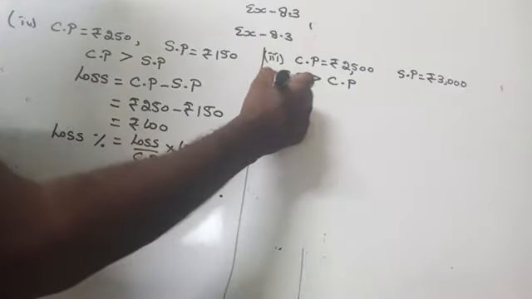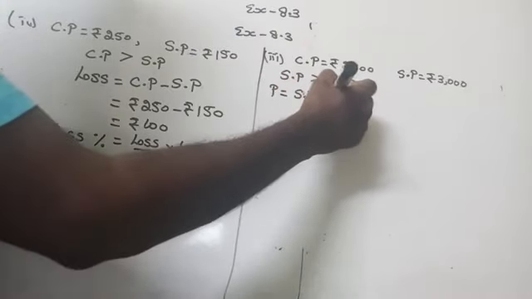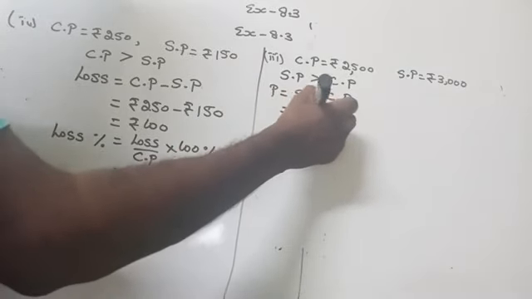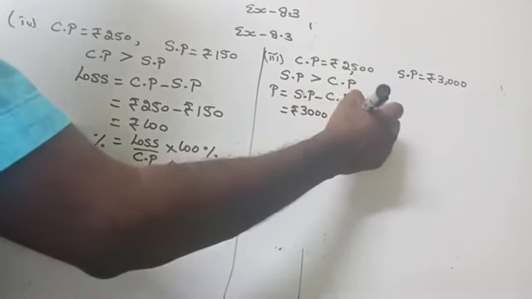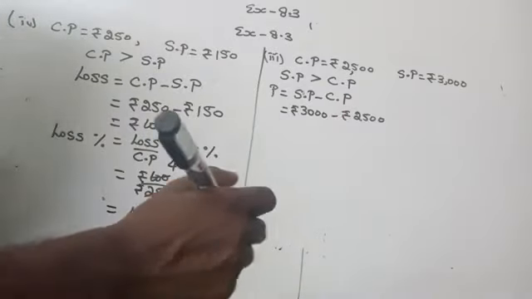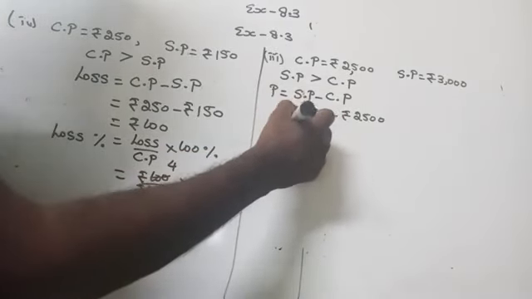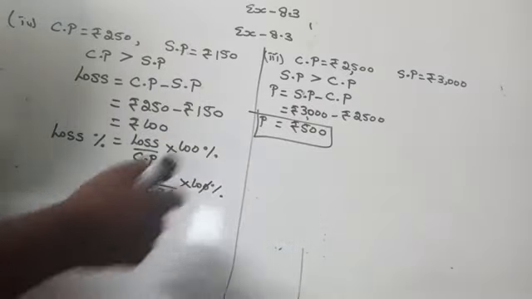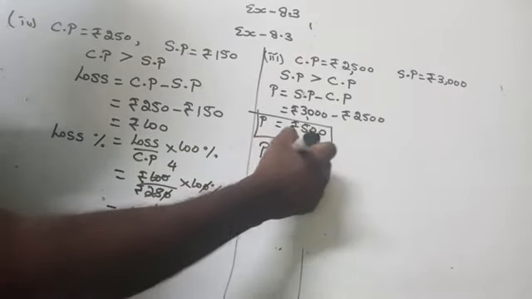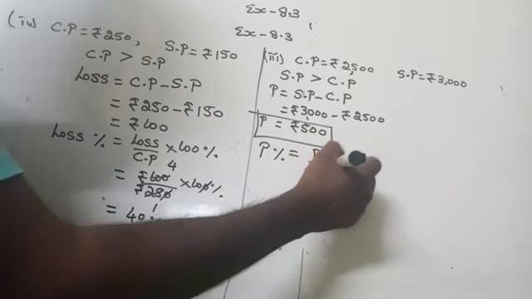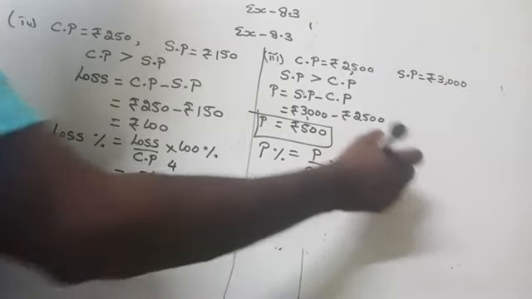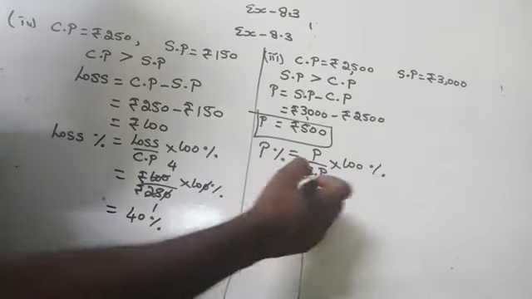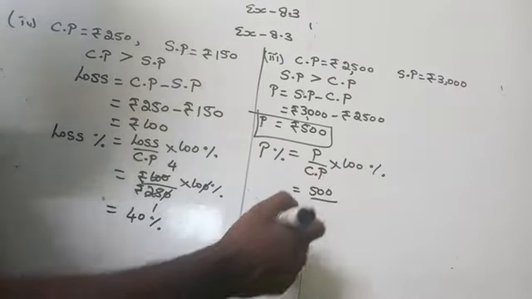So then profit is equal to selling price minus cost price. Selling price is rupees 3,000, and cost price is rupees 2,500. So 3,000 minus 2,500 is what? Rupees 500. So he made a profit of rupees 500. So what is the profit percentage? Profit by CP into 100 percentage. What is the profit amount? Profit amount is 500. What is the cost price?